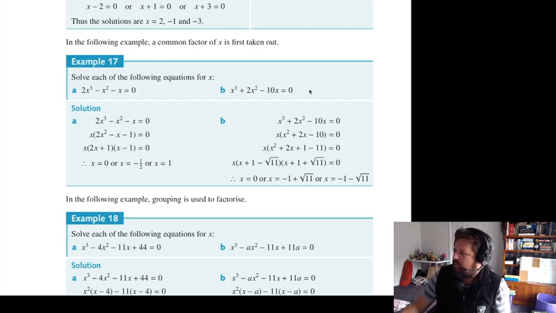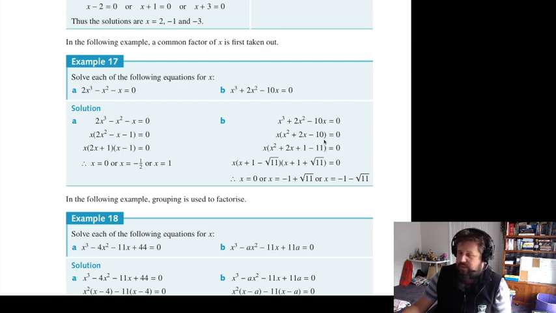Next one here. We've got x cubed plus 2x squared take away 10x equals 0. Cool. Again, same difference. Looking for something that's common to each of these terms here. x is common to each of those. So pull x out the front. Obviously that leaves us with x squared plus 2x take away 10 after we've taken out x as a common factor. Now, we're starting to get to the stage in this textbook where they're not going to be showing all of the steps in between these things here.